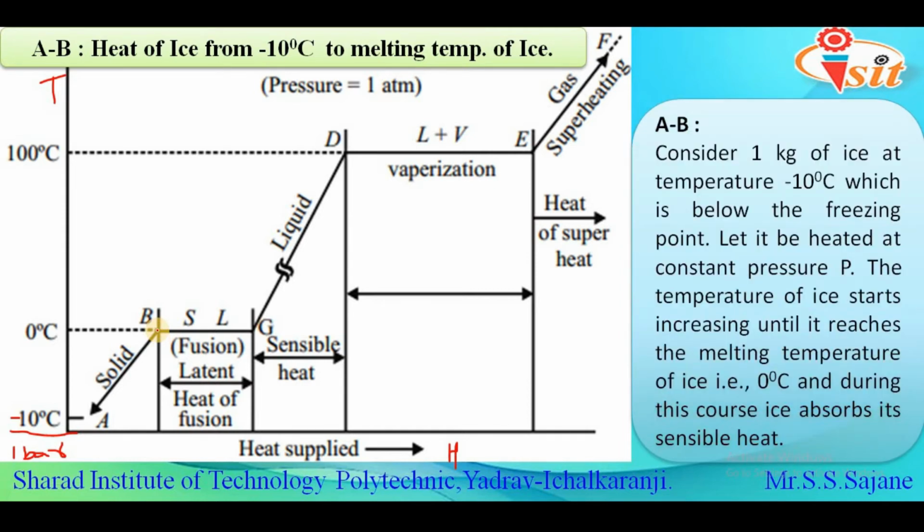If we consider the first part of this diagram, indicated by the line A to B, this line usually represents the heating of ice from minus 10 degrees Celsius to the melting temperature of ice, that is 0 degrees Celsius. During this stage, heat is added to the ice and the temperature of ice will increase, and we can sense the temperature with a thermometer. So during this stage, whatever the change in heat, we call it sensible heat.